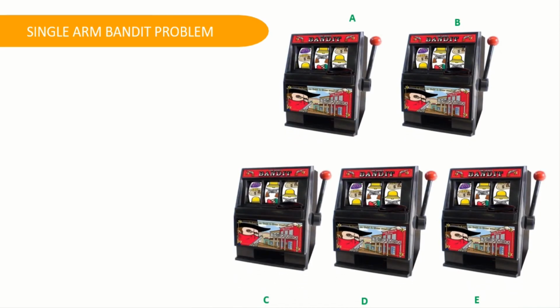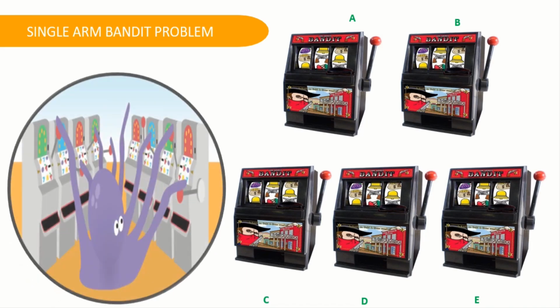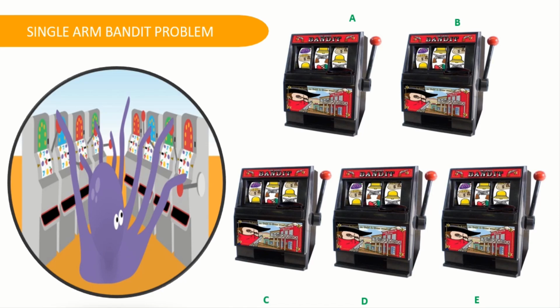Let's consider an example where we are having 5 similar kind of single arm bandit machines. And our task will be, as a data scientist, to predict the best machine out of the 5 where we can get the maximum number of jackpots for a fixed number of trials. And it's definitely a random problem and its result will also change randomly.